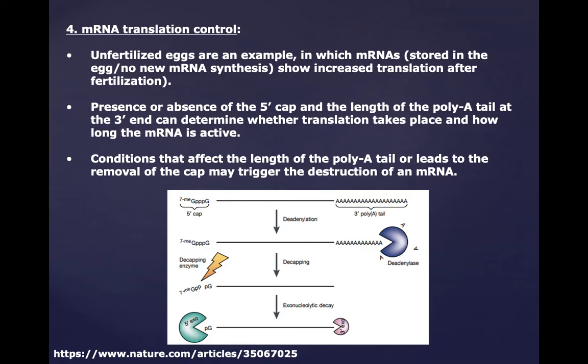Now let's move on to our fourth level or mechanism by which genes of eukaryotic systems can be regulated. The expression can be regulated. So we have translation, mRNA translation. A very good example of this is a developing animal. So I think I've already given a few discussions about this before.